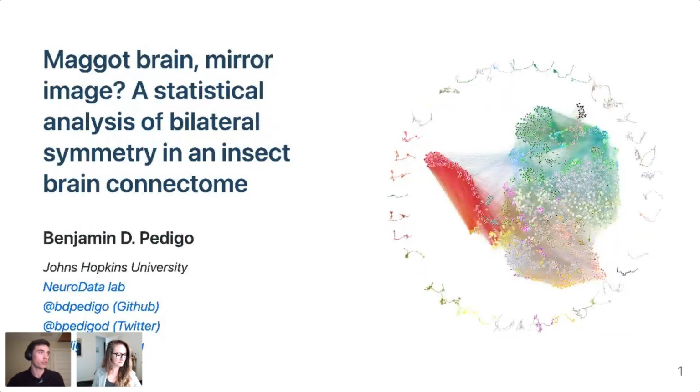Hello, my name is Ben Pedigo. I'm a PhD student in the Neurodata Lab at Johns Hopkins, and I'm excited to tell you about my work on a statistical analysis of bilateral symmetry in an insect brain connectome.